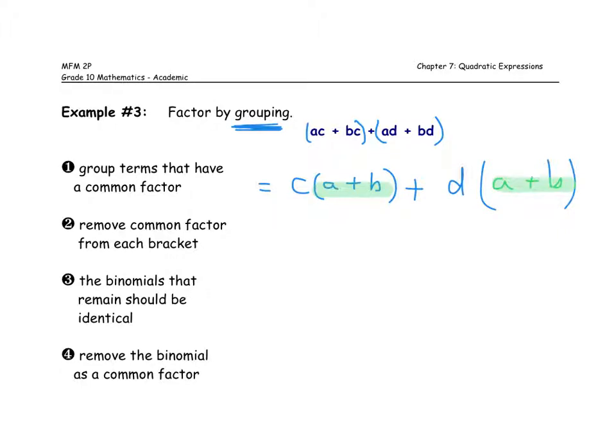So the next thing to do then is to do exactly what we did in example number 2, which is to remove the binomial as a common factor from each term. This term right here has an A plus B, and so does this one. So I'm going to pull it out. So A plus B. When I pull out the A plus B from the first term, I'm left with simply C. And when I pull out the A plus B from the second term right here, I'm left with D. So plus D. And I'm done.